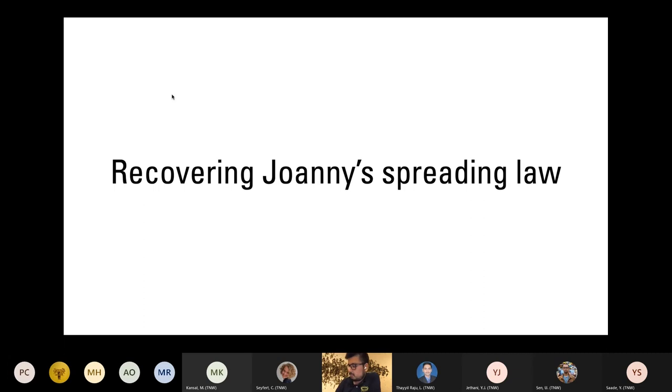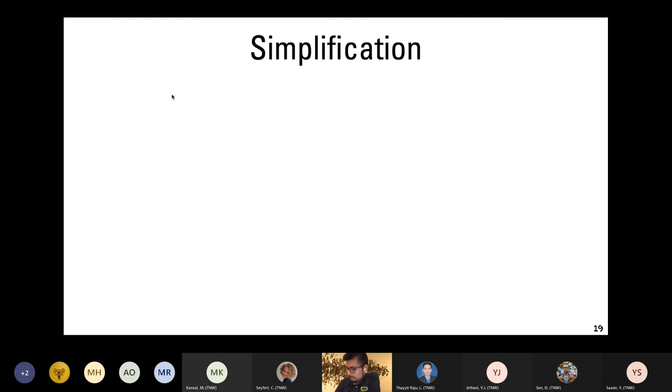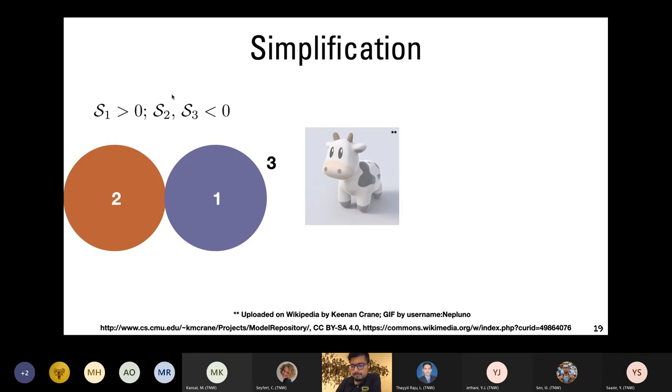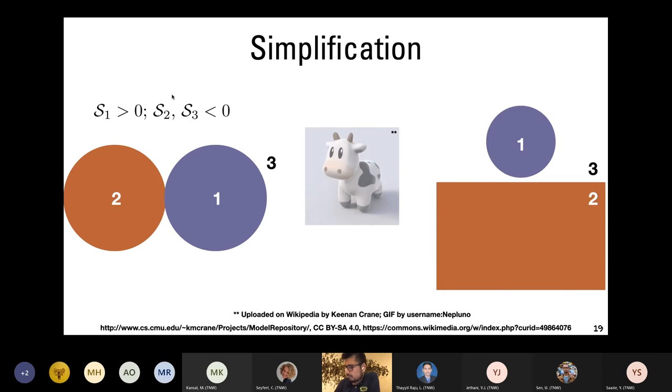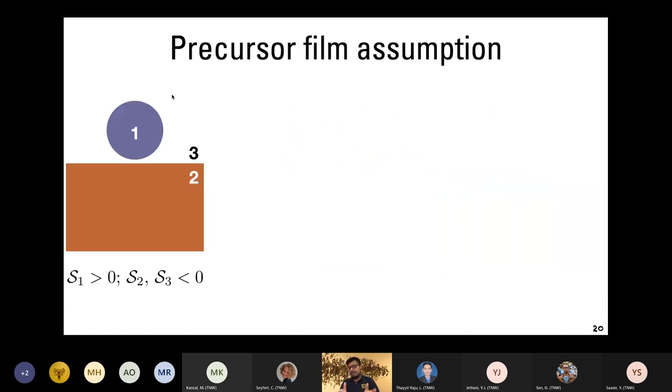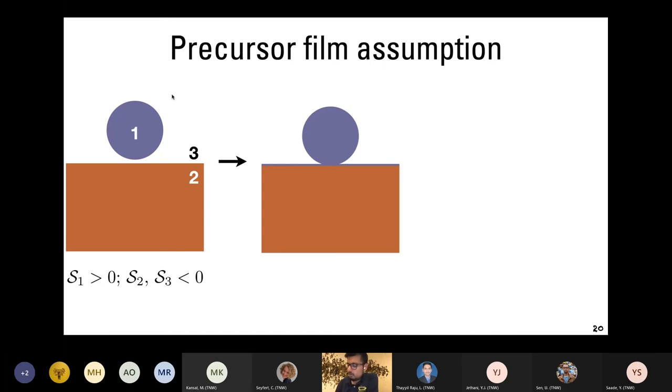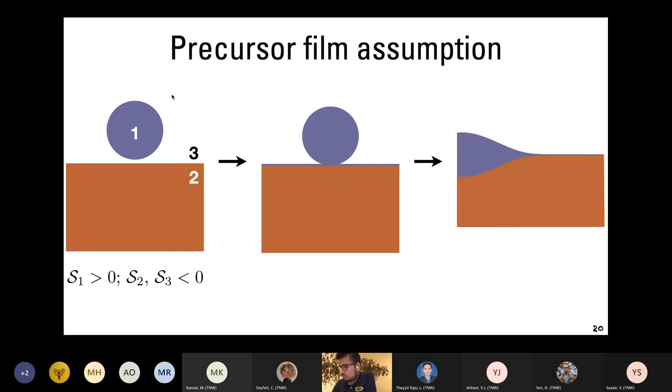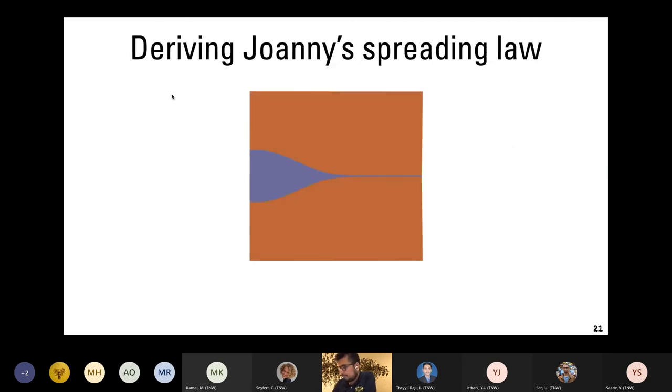Okay, so I was talking about Johnny's spreading law. What is this? It is when we have an oil drop spreading on a water bath, for example, and we can try to get this spreading law. There we will again leverage this precursor film assumption. The assumption goes like this: the moment one and two come in contact, there is a precursor film of one that spreads on top of this bath, and at some point in the future you would get a configuration which looks like this, where the blue drop is trying to spread on this water bath. Again, this scenario is far away from the center line.